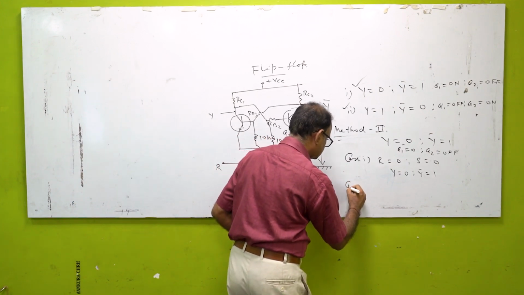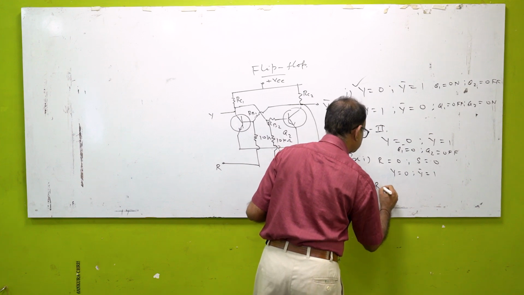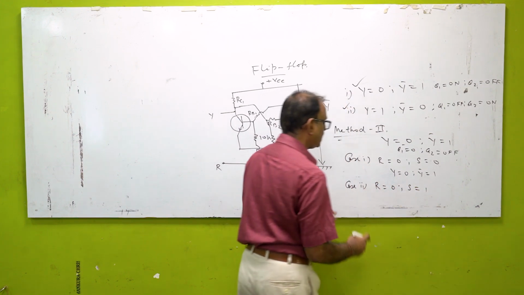Let's now see what happens under case number 2. In case number 2, suppose R is equal to 0 and S is equal to 1. How can you achieve this?